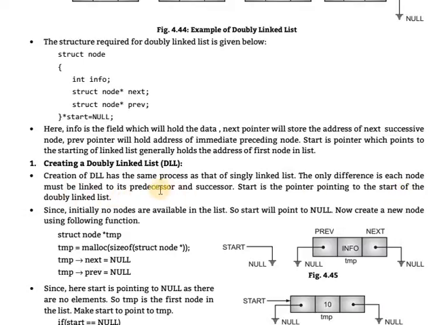Here, for the starting node, the before and next addresses are there. The start pointer points to the start of the doubly linked list. Since initially no nodes are available in the list, start will point to null. Now create a new node using the following function.